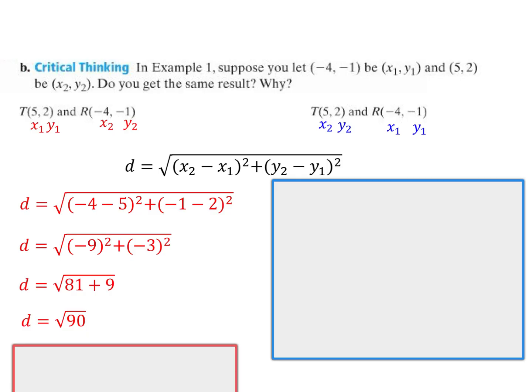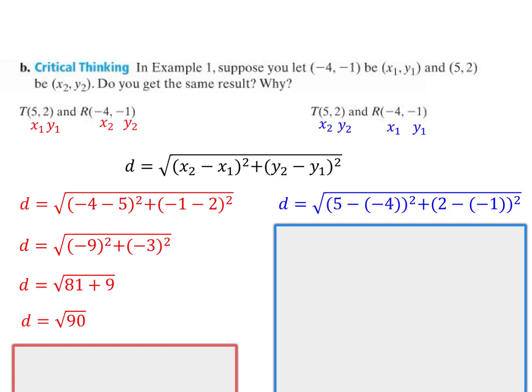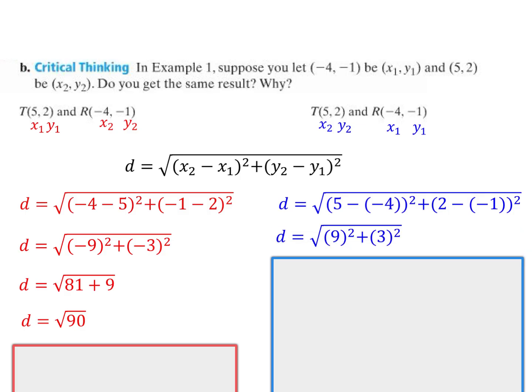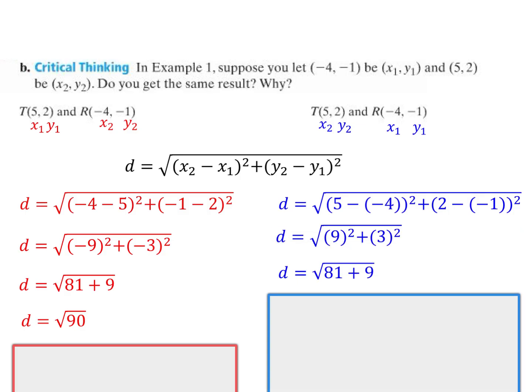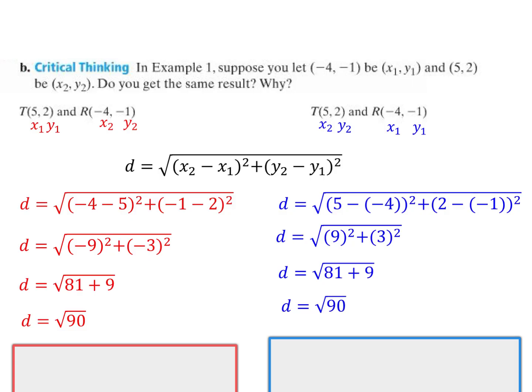If I flipped it and I call (5, 2) x2, y2, and (-4, -1) x1, y1, and plug into the formula, it'll look like this. When I simplify, 9 squared plus 3 squared becomes 81 plus 9. They still give us the square root of 90. So what we should see here is that regardless of which one I call x1, y1, and x2, y2, we get the same answer.